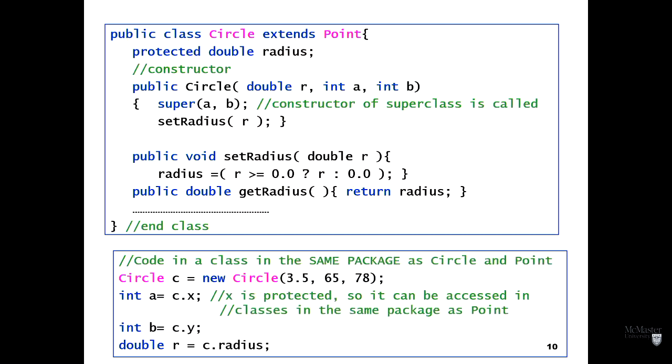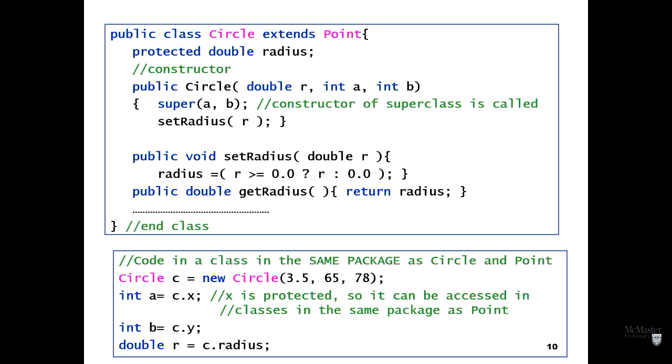Can we also do this thing? You can say c.x, and here is the trick, right? x and y are members of point, which is the parent class. But these are protected members. They are accessible by the child, right? But here you are writing code not in the child class, you are writing code in a third class. So if this class, let's call it test circle, is in the same package as circle and point, then this should work, right? But if test circle is in a different package, this will not work.